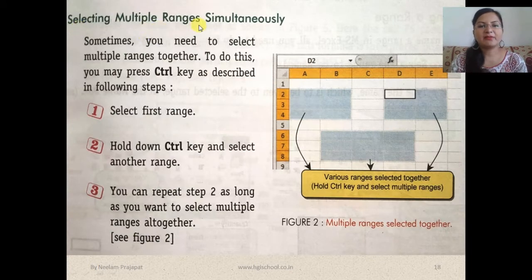Now selecting multiple ranges simultaneously. If we have to select multiple ranges in different places in the same spreadsheet, then what do we have to do? Here you can see this is the first range, this is the second range, and this is the third range. So we have to press the Control key. Got it? Sometimes you need to select multiple ranges together. There are 3 ranges. So to do this, we will use the Control key. Let's see how to do it.